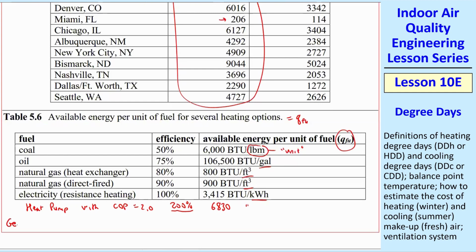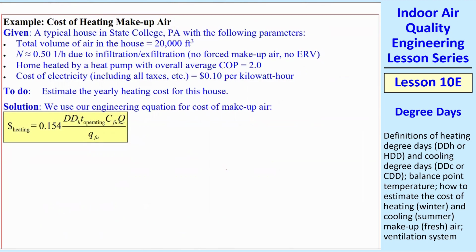If you have a geothermal heat pump, which I have in my house, typical COP, these are year-round averages, say 3.0, which is 300%. So you multiply this number by 3 and you get 10,245. So in my house, every kilowatt hour I buy, I get 3 kilowatt hours on average of heat to my house. We're ready to do an example.